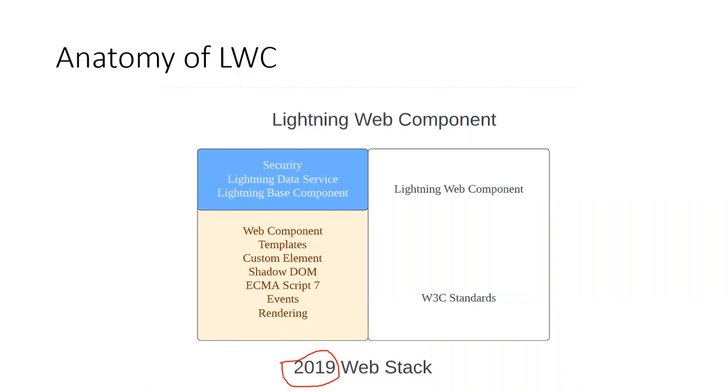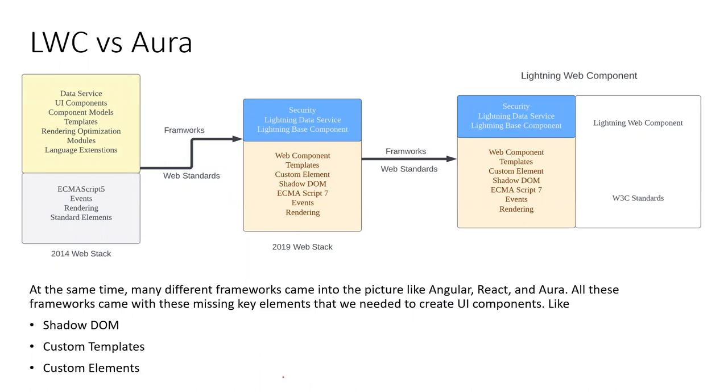Before we go further, let's quickly see the difference between what was in the 2014 web stack, when the Lightning Aura component was introduced, and what we have in the 2019 web stack. If you see here, it clearly shows there were more frameworks in 2014 when we introduced the Lightning Aura component, and in 2019 we have fewer frameworks. There are only three frameworks in our Lightning web component.